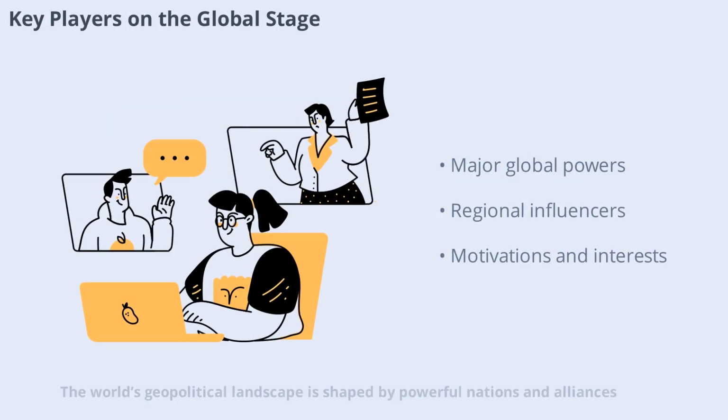The world's geopolitical landscape is shaped by powerful nations and alliances. The United States, China, Russia, and the European Union are among the most influential actors, each pursuing their own interests. Regional powers like India, Brazil, and Turkey also play significant roles. Understanding who the key players are and what motivates them is essential for making sense of global events. In this scene, we'll introduce these major actors and discuss how their interactions drive both cooperation and conflict.